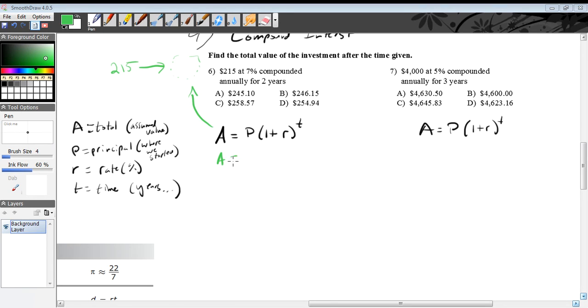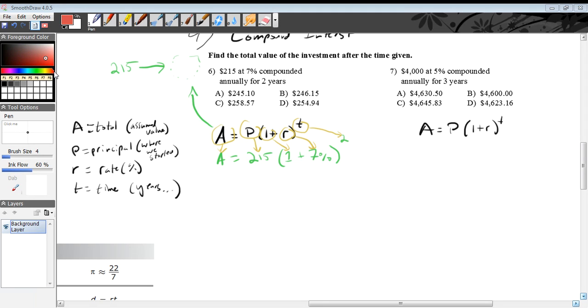We've got A is equal to, the principal is where we start, 215. And then 1 plus the rate is 7%. I'm going to turn this into a decimal in just a second. And then the T is 2 years, to the second power. Okay, so let me just kind of label everything that I did. This guy came here. This came here. The 1 just stayed the same, and then the P became the 215. And A also did not change.